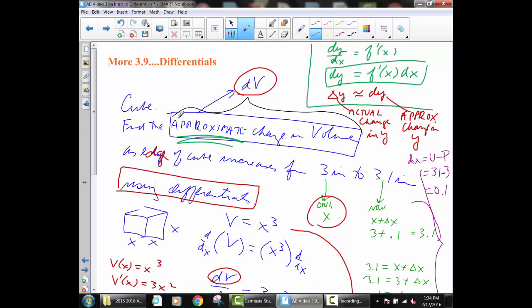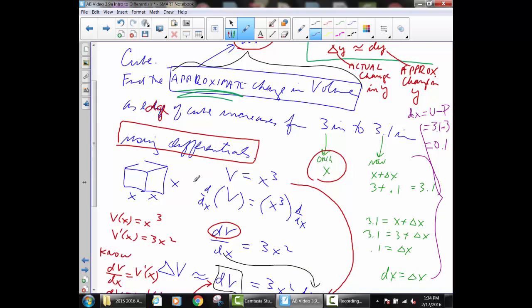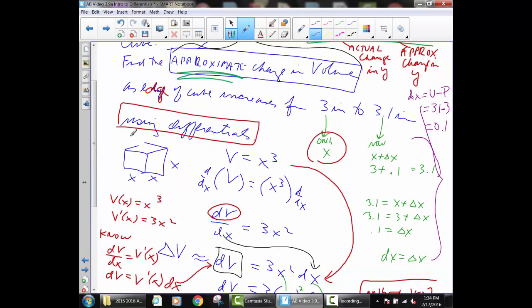Here's where it might say you have a cube. Find the approximate change in volume as the edge of the cube increases from 3 to 3.1 inches using differentials. So draw a picture. We have a cube. All the sides measure the same thing. The volume of the cube is x cubed because it does say find the approximate change in the volume. By the way, when it says find the approximate change in the volume, that means find dv. It means find the differential of v.